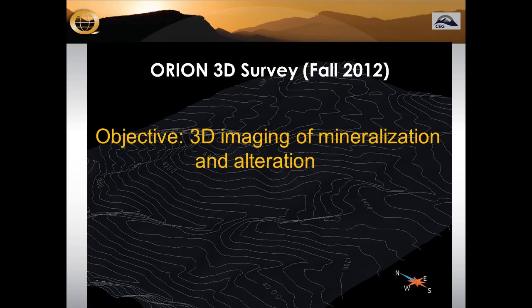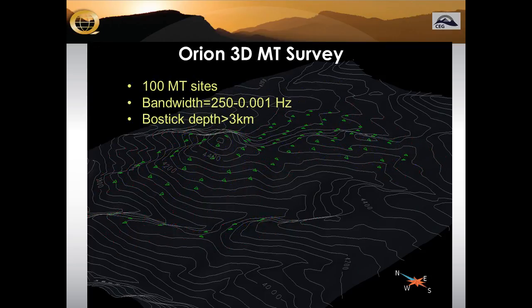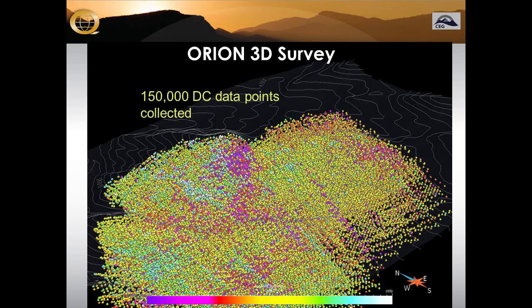So in the fall of 2012, Orion 3D was selected and was surveyed. You can see the layout over a 3x5 kilometer block. There is a gap in the acquisition in this valley because of land access restrictions, but we just occupied both sides. And then the current injections, the MT stations were collected. Sorry, I'm going to go back. Across here, a little over 100 MT sites.